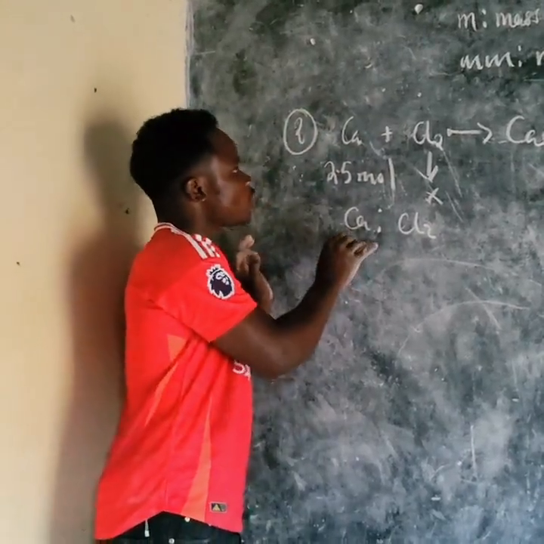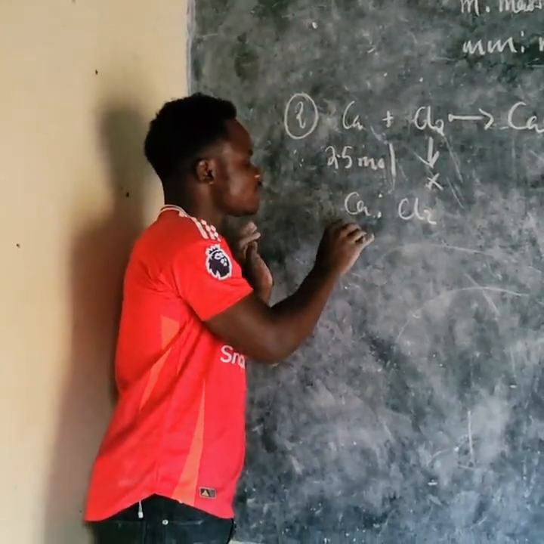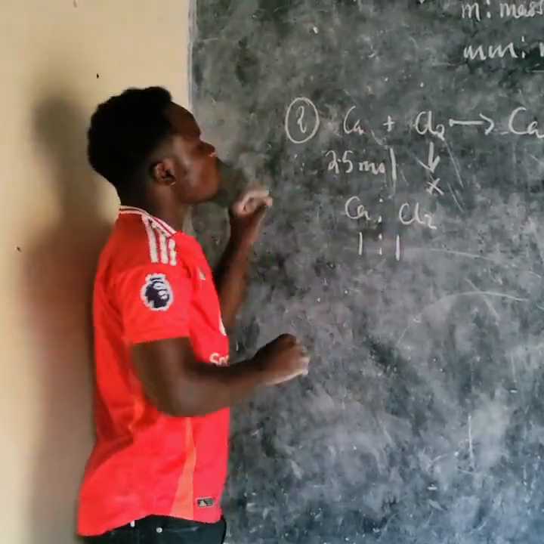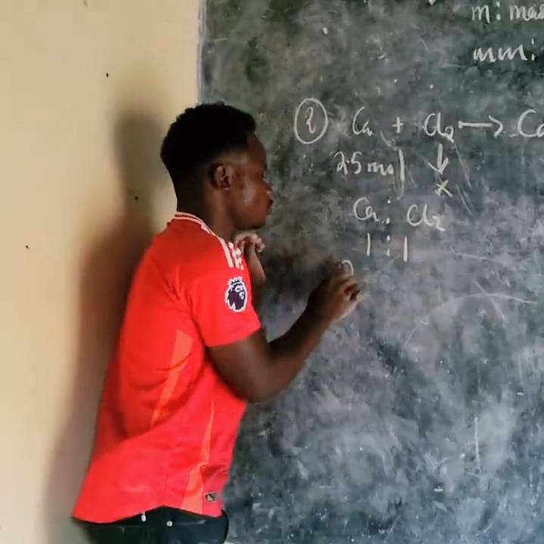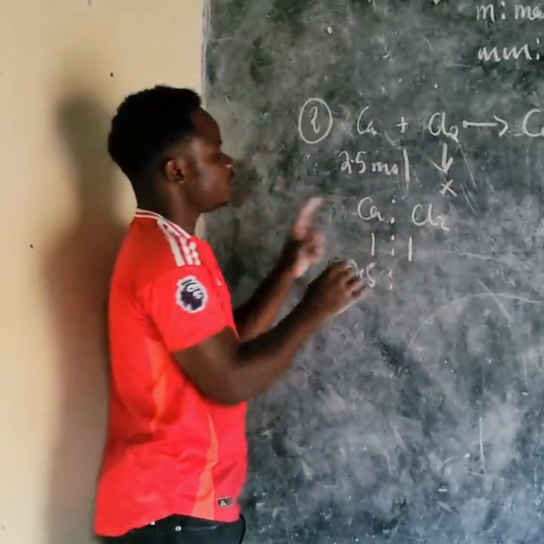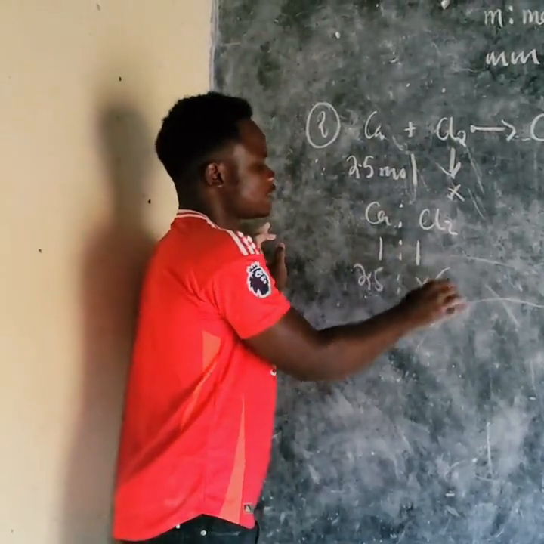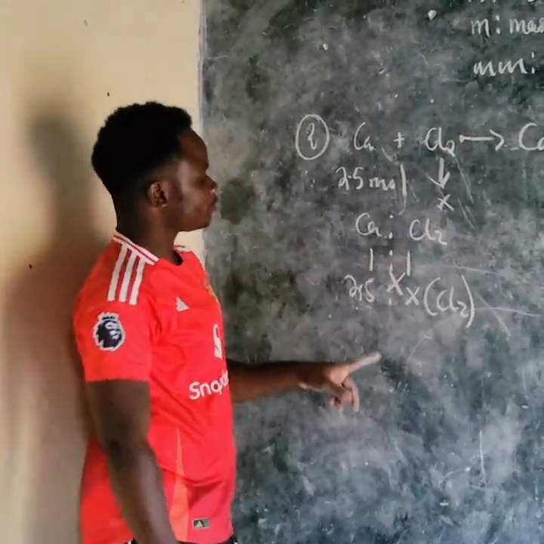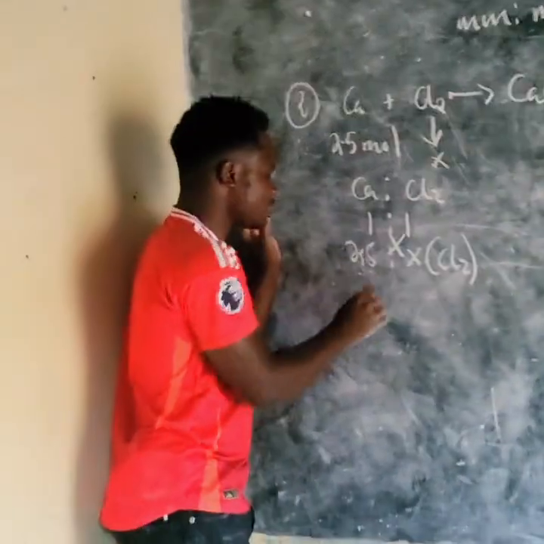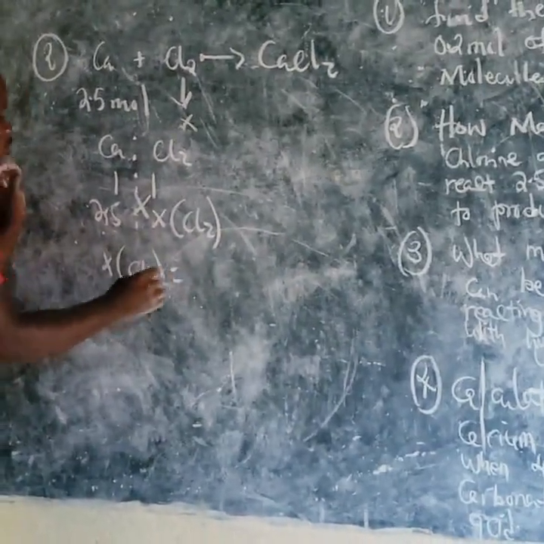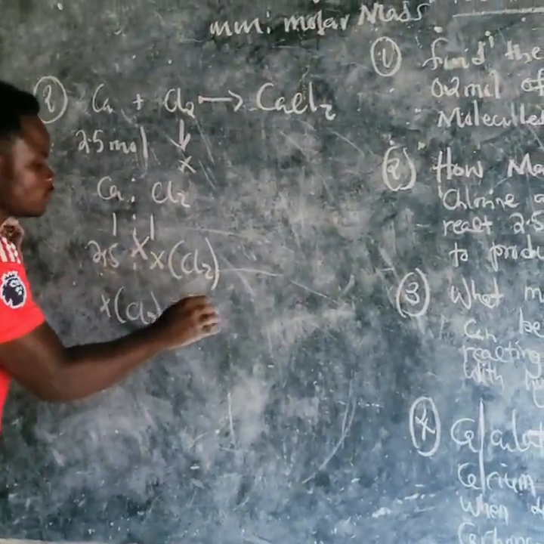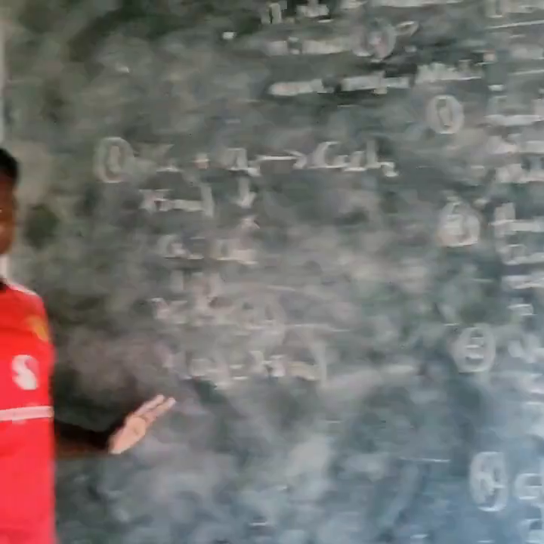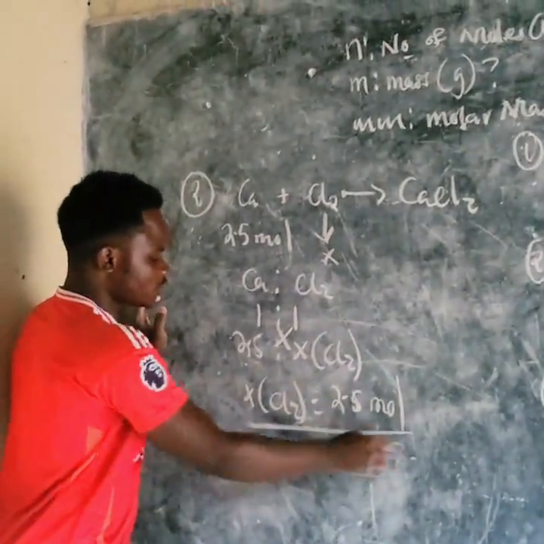So now we say: what is the number of moles from the first stage of calcium? 1. Number of moles of chlorine from the first stage? 1. What is the number of moles of calcium? 2.5. Here we don't have the chlorine, we have X. So we cross multiply: X times 1 gives X, which is chlorine, equals 2.5 times 1, which is 2.5 moles.